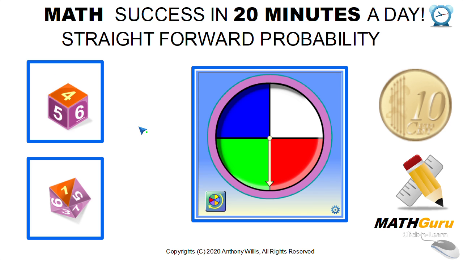Let's see. I got a 4. Let's roll the die one more time. I got a 1. So out of 2 rolls, I haven't gotten a 6. I got a 1 and a 4, I think. Roll again. I got another 1. Got a 3. I got a 4. I haven't gotten a 6 yet. Another 4. I've rolled this die 6 times and I haven't gotten a 6.